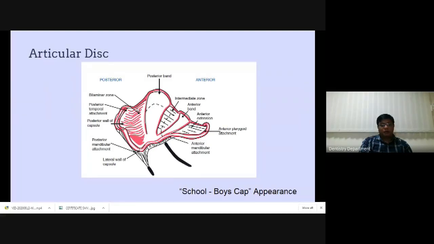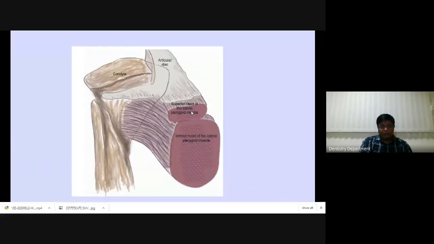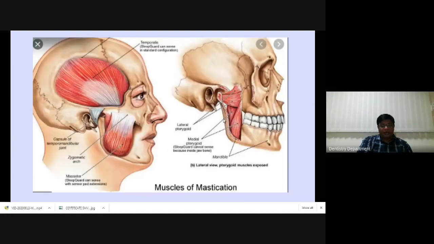This is an extremely vascular and also extremely sensitive zone. A lot of nerves and vessels will be there in the bilaminar zone. So this is the structure of the articular disc, and you can see the anterior part of the articular disc is attached to the superior head of the lateral pterygoid muscle. So this is about TMJ functional anatomy.